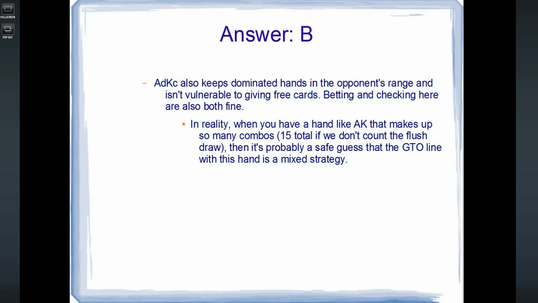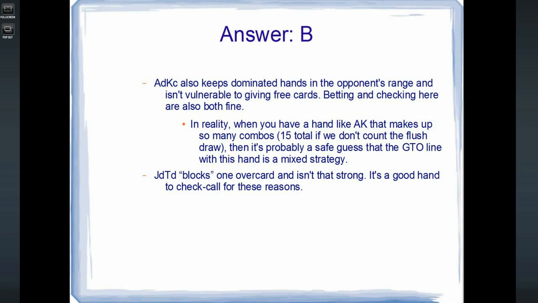They're both reasonable. I could list several reasons why I like check-calling, and I can list reasons why I like betting. I especially like check-calling with ace-king because it allows us to really keep the showdown value of the hand, and it lets our opponent turn or river a dominated pair of aces or kings if an ace or king turns, but it also can make sense to bet, so we improve ourselves on ace and king turns. Jack-ten of diamonds blocks one of the overcards and isn't that strong. So it's a good hand to check-call for these reasons. So the ace-king I could go either way with on the flop.